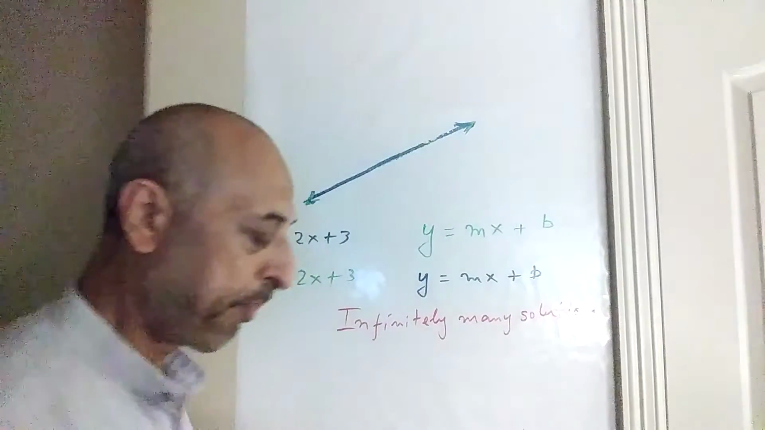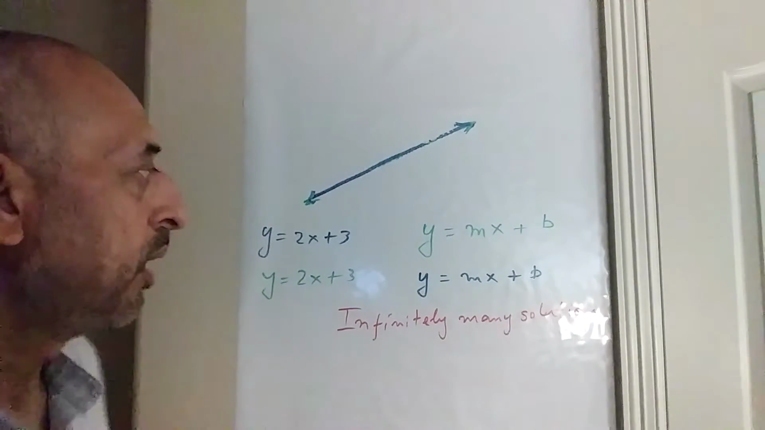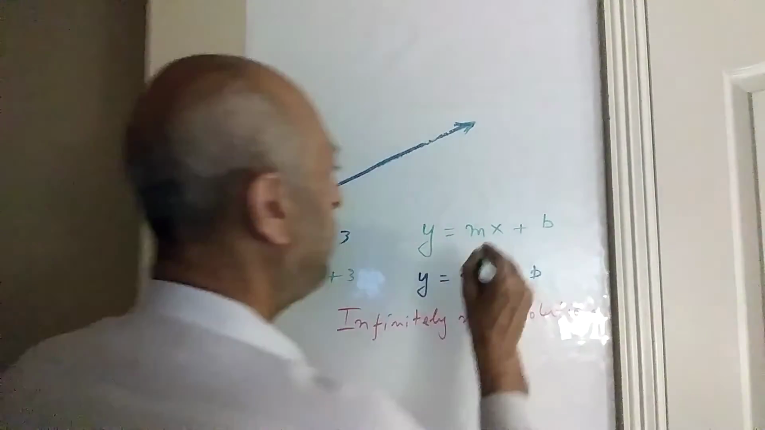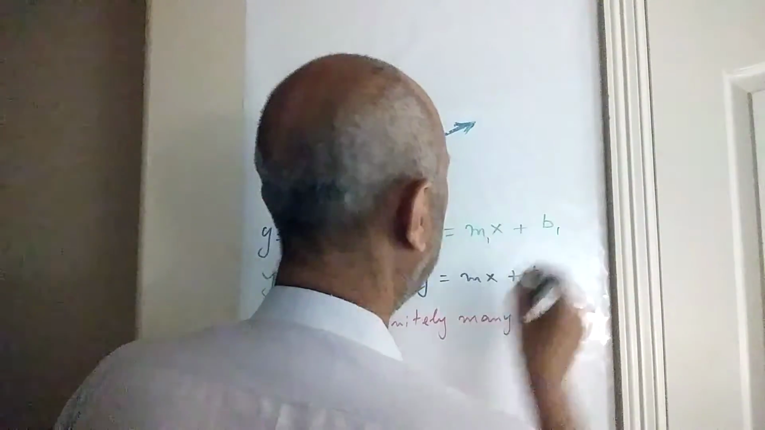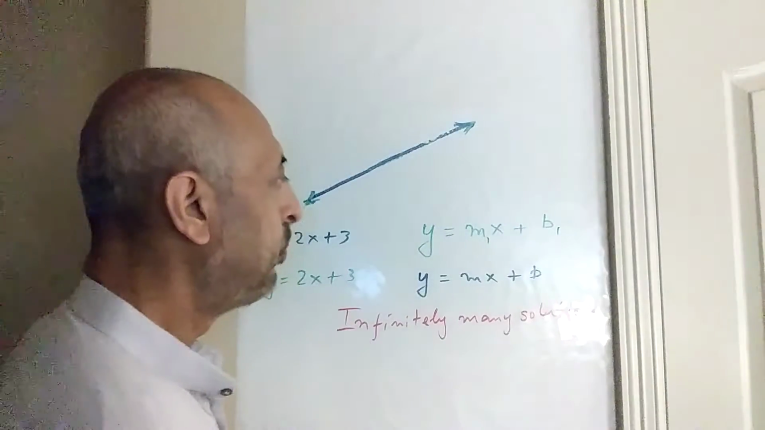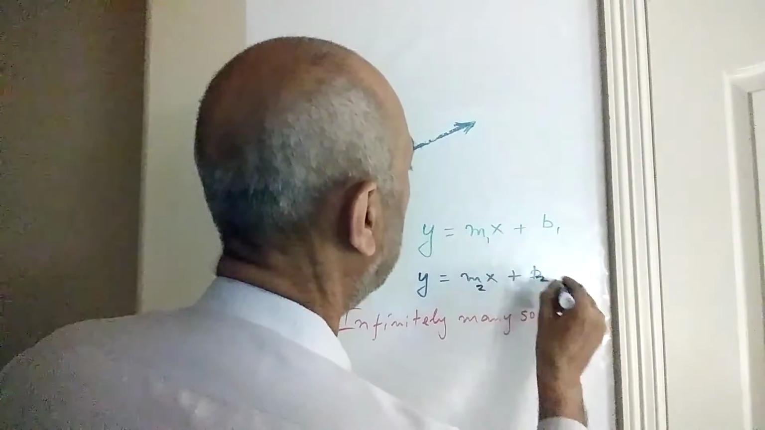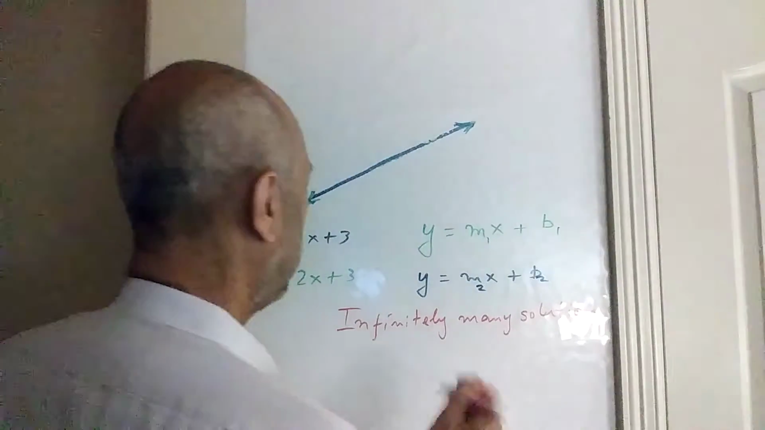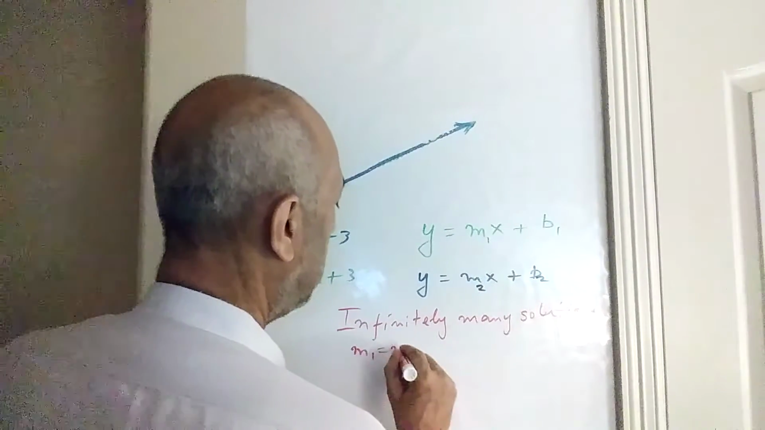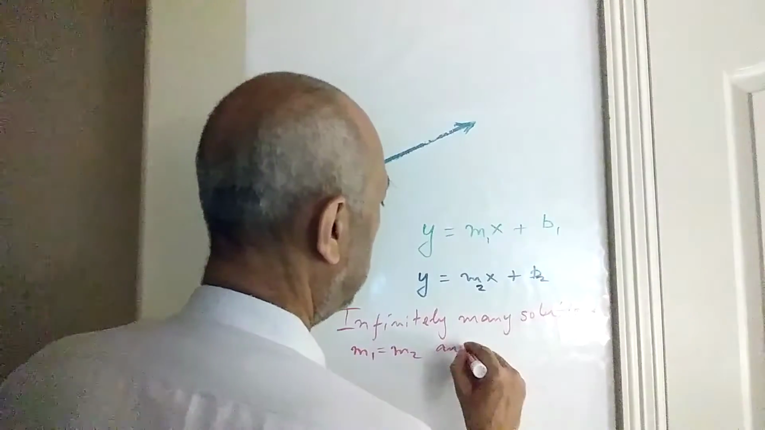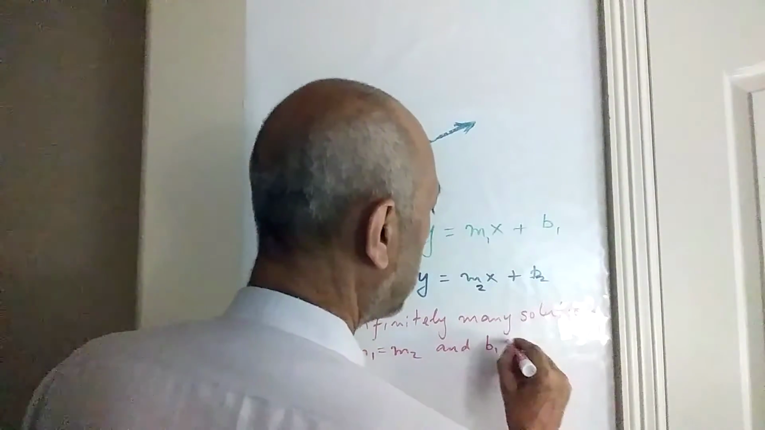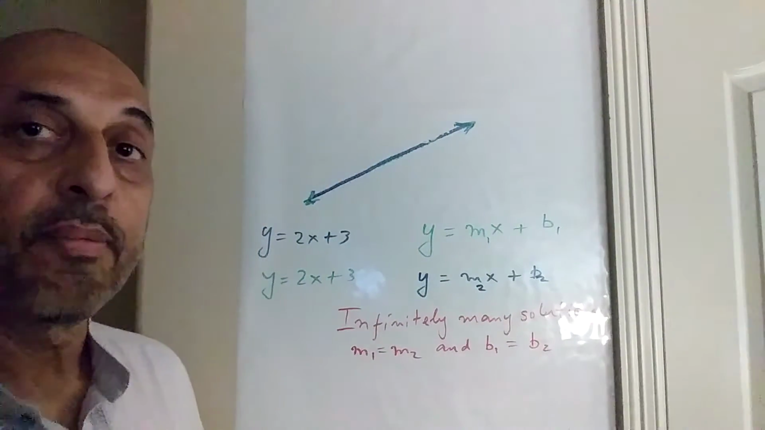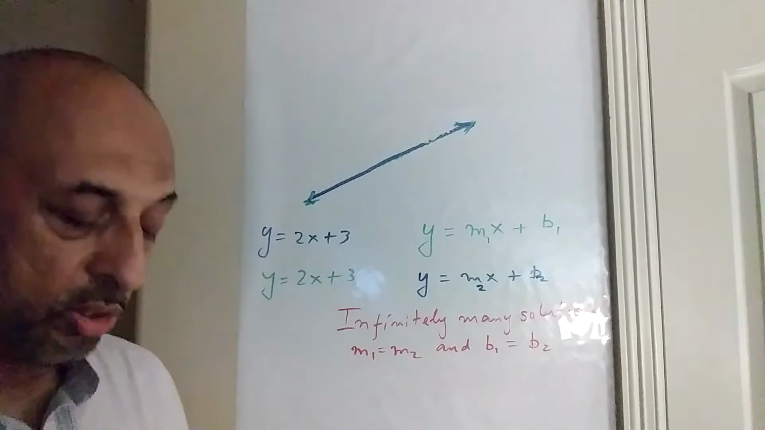So a quick wrap up. Three situations. Infinitely many solutions when M1 and M2 are equal. M1 is equal to M2 and B1 is also equal to B2. This is when the lines are coinciding and you have infinitely many solutions.